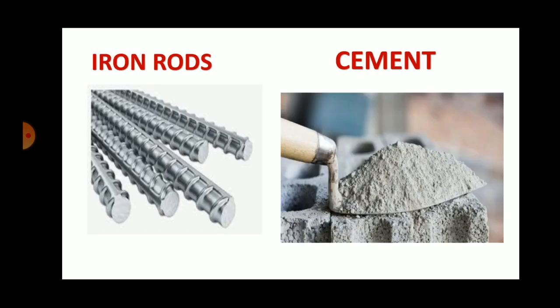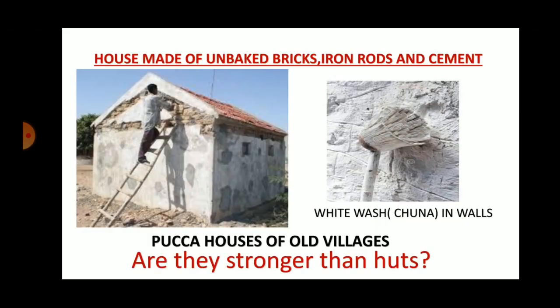Here are pictures of iron rods and cement. People started to make their houses with unbaked bricks, iron rods and cements. These are the pakka houses of old villages. The walls of the unbaked brick houses were coated with whitewash or chuna. Are these houses stronger than huts? Yes, of course, because they are made with harder and stronger materials.